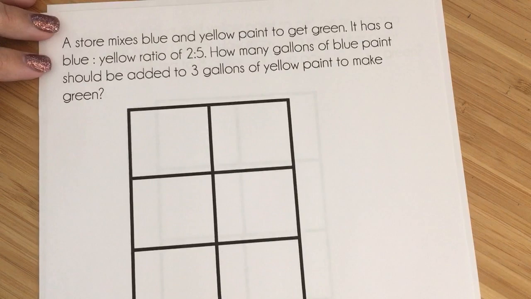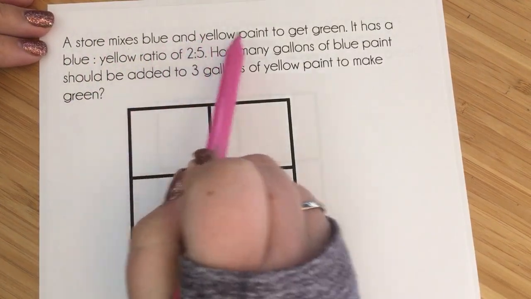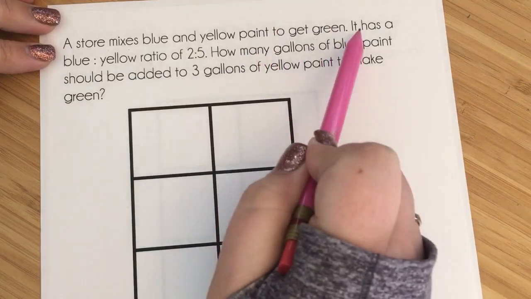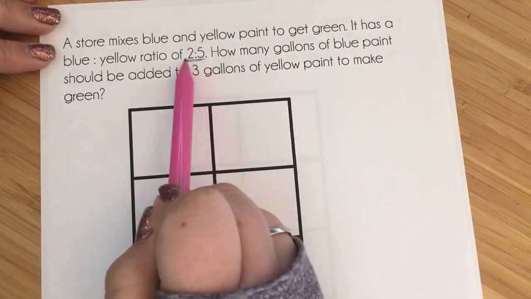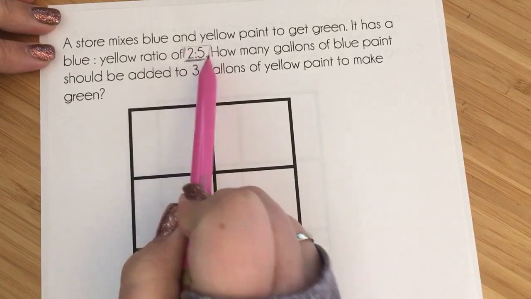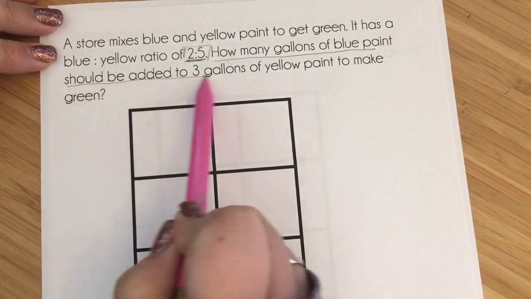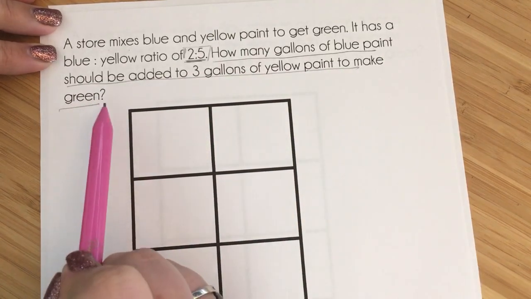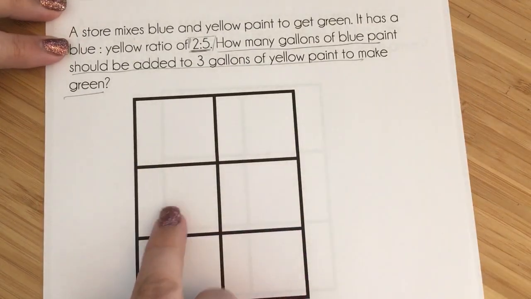We're going to actually look at a story problem. A store mixes blue and yellow paint to get green. It has a blue to yellow ratio of 2 to 5. I'm going to actually square that. I know it's important. How many gallons of blue paint should be added to 3 gallons of yellow paint to make green? So if I were to try this in a factor puzzle, it wouldn't work.